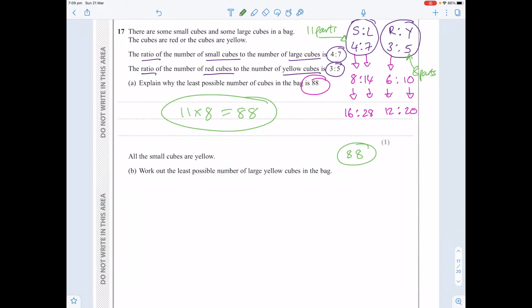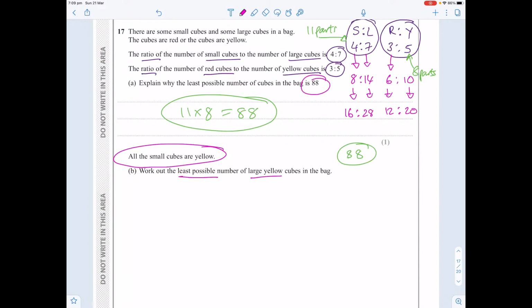The second part of the question is a lot more trickier. It says all the cubes are yellow. So all the small cubes are yellow. Work out the least possible number of large yellow cubes in the bag. So where do we begin with this?